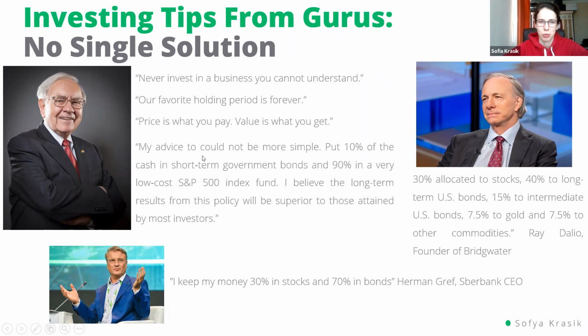For example, Warren Buffett says put 10% in short-term government bonds, 90% in a low-cost S&P 500 fund. And you remember his bet over the hedge funds. So he's really a market index guy. And Ray Dalio, for example, is very specific in his advice.